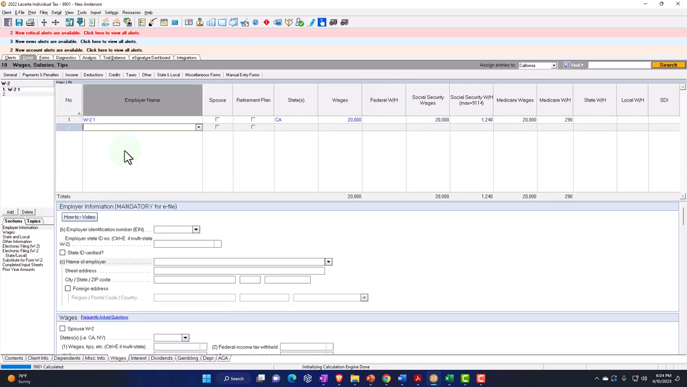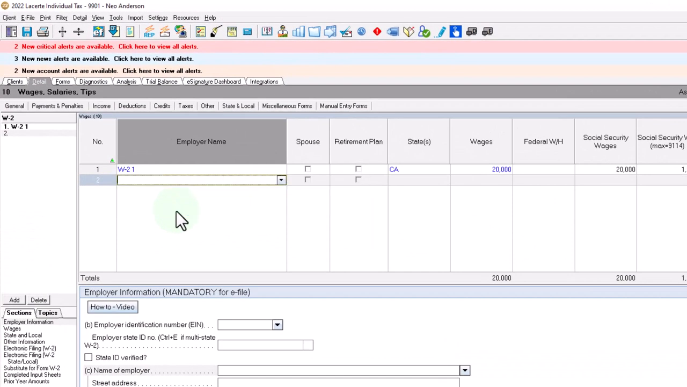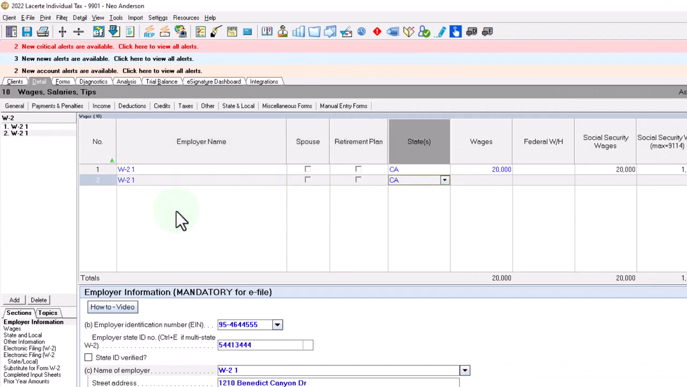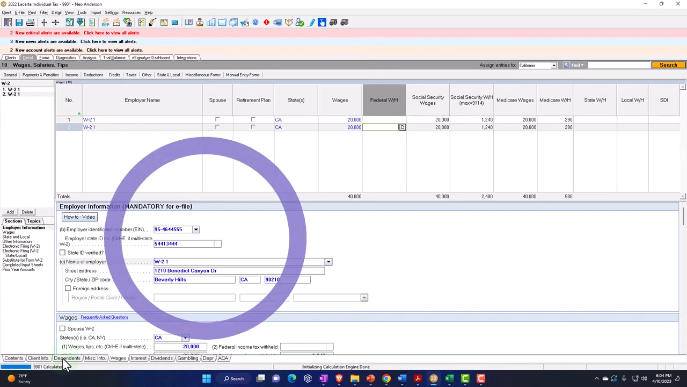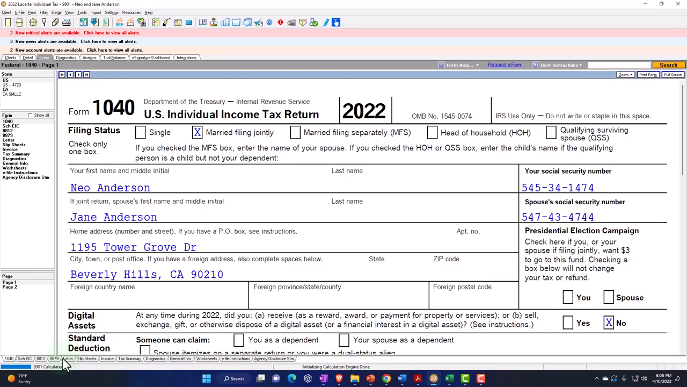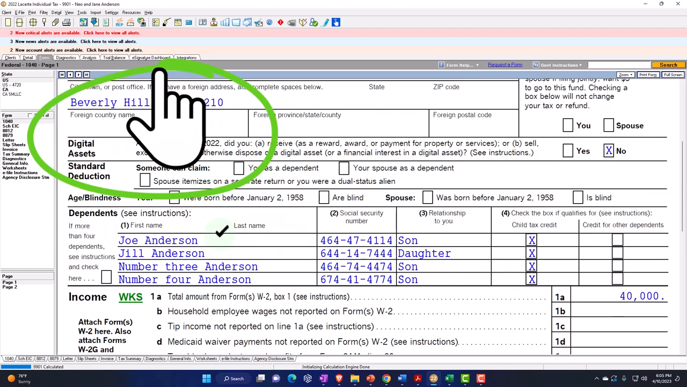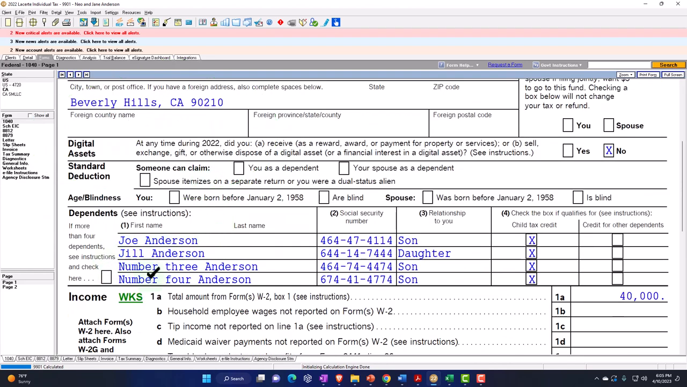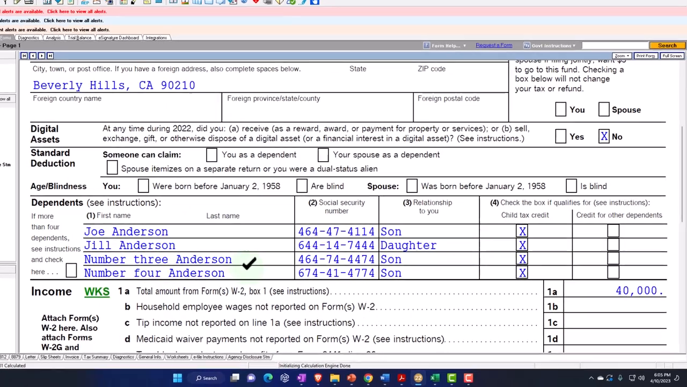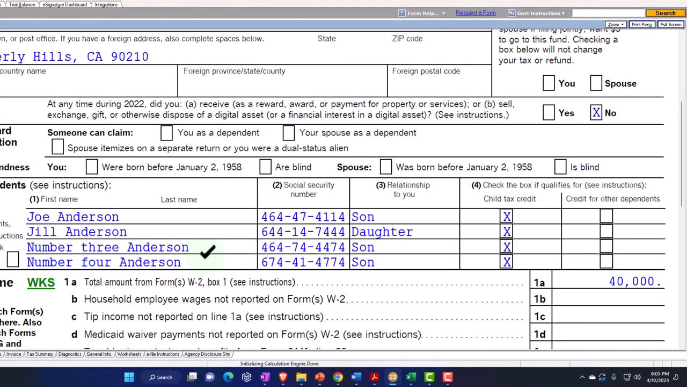So let's say we had another W-2, another 20,000, and let's add some dependents. Okay, so hopefully I got everything in there correctly. So I got married filing joint now, Mr. and Mrs. Anderson, and now we've got four kids. We just stopped naming them. We just called them this one, number three and number four kid. You're number three, you're number four.